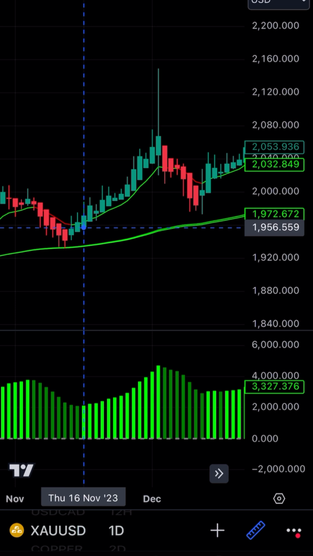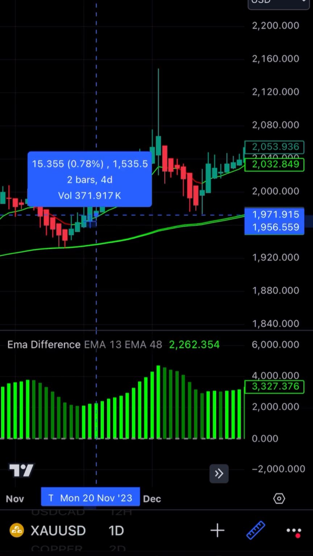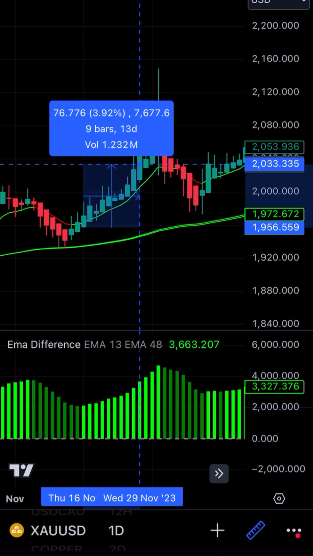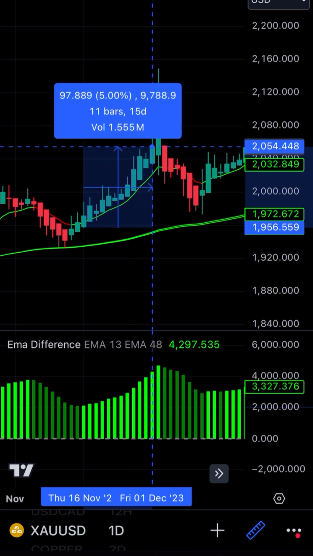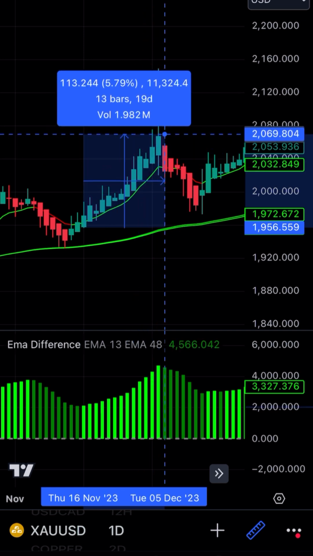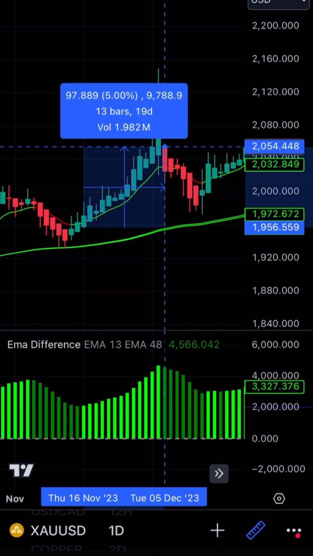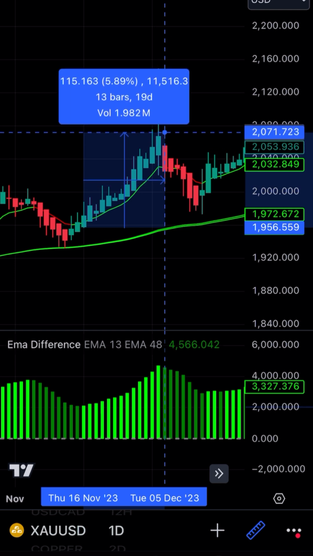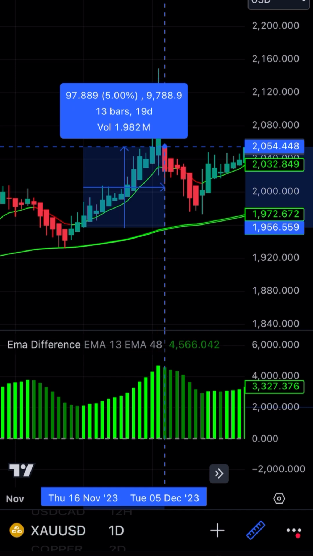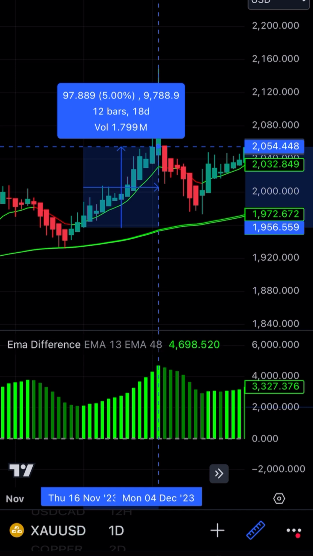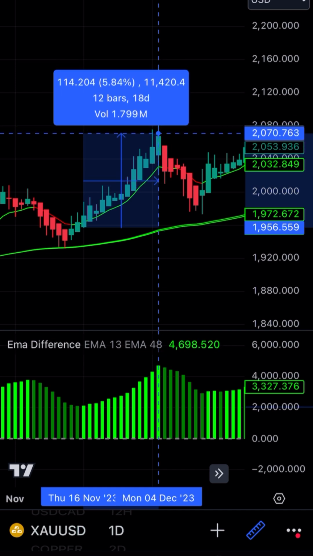So basically you would come in right here. You see it on the 1348, you would enter your trade right here. And you would stay in the trade as long as it stays light green. And when it turns dark green, that's basically the moment to get out. So right about here, you exit your trade. It basically tells you when to enter and when to exit.